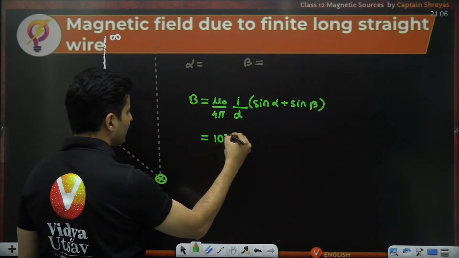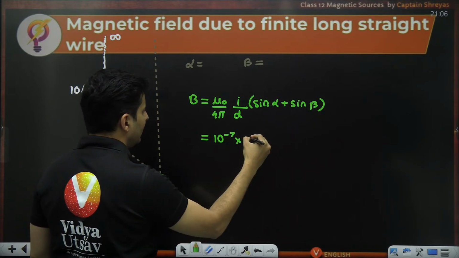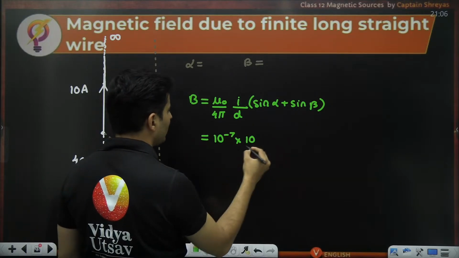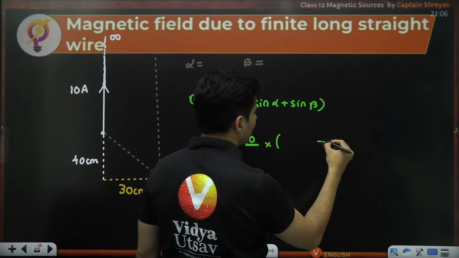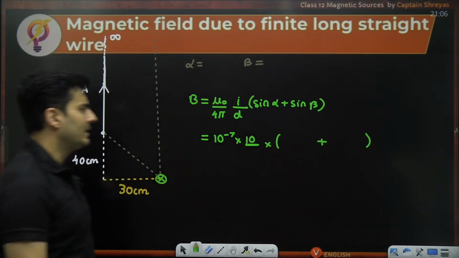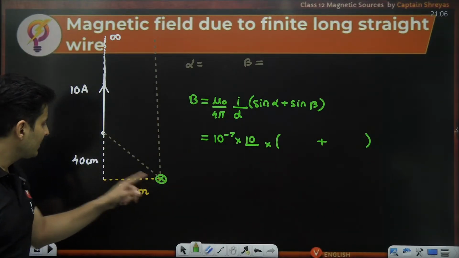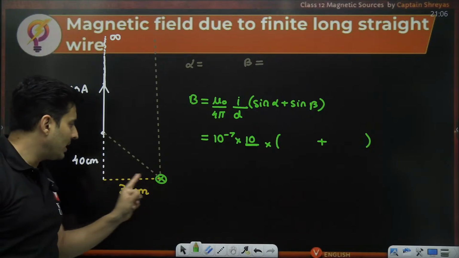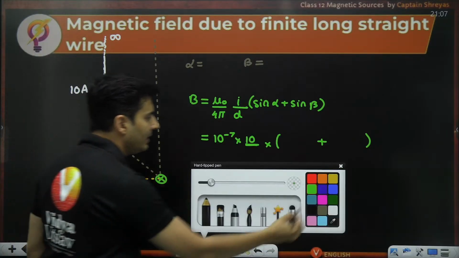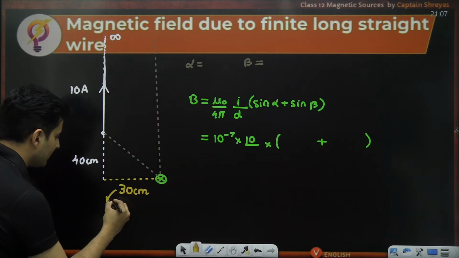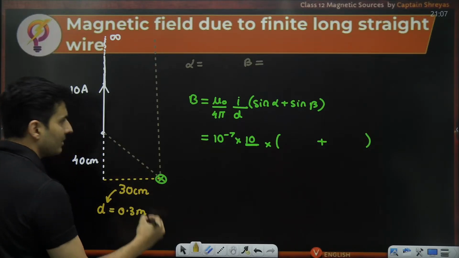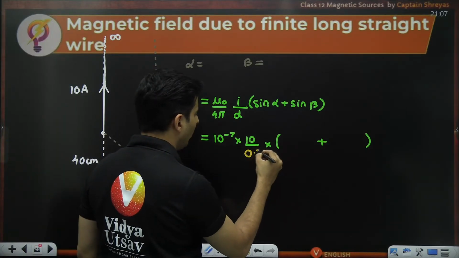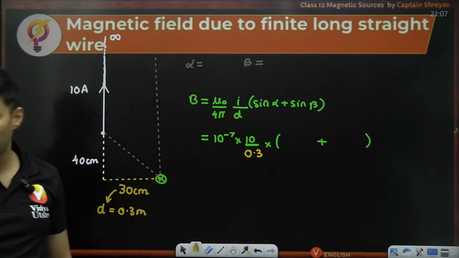Mu naught by 4 pi is 10 to the power minus 7. Current is 10 amperes. That is also clear. What is the distance I need to figure out, and the other things I'm going to put over here? Let's see. Distance. This is the wire. This is the perpendicular distance. This is basically D. 30 centimeters means 0.3 meters. So I'm just going to put the number 0.3 over here. I hope that is perfectly fine.